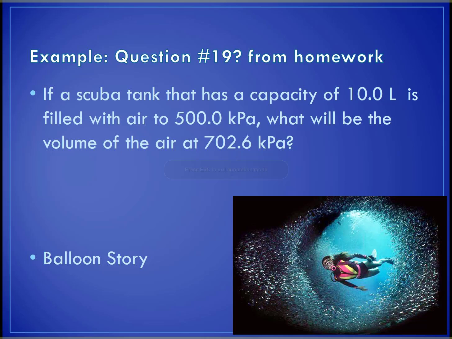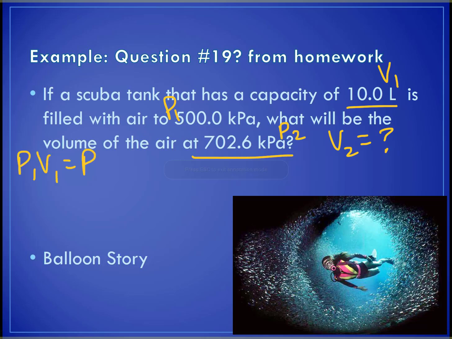And let's go through and look at our different terms here. So we have 100 liters. So this is a volume, and it's my first volume, so I'm going to call it my V1. And then here's a pressure, P1. And it says what will be the volume. So I'm solving for a second volume, and there is my second pressure. So again, start with your formula, P1 times V1 equals P2 times V2. And this time I'm going to solve for V2, so I'm going to divide each side by P2.